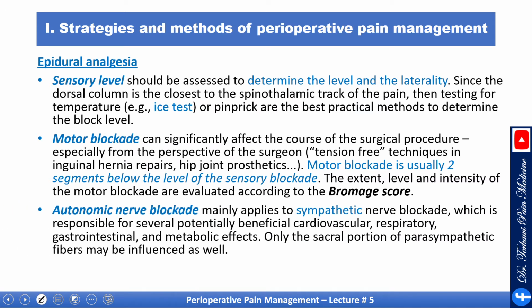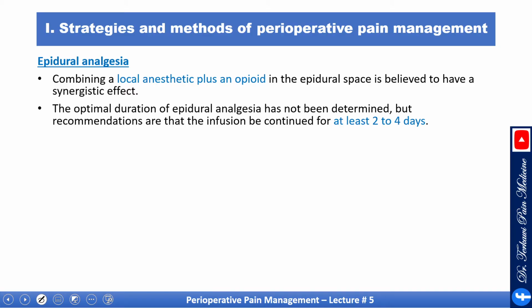Finally, autonomic nerve blockade mainly applies to sympathetic nerve blockade, which is responsible for several potential benefits: cardiovascular, respiratory, GI, and metabolic. Only the sacral portion of the parasympathetic fiber may be influenced as well. The combination of local anesthetic plus opioid is believed to have a synergistic effect. The optimal duration of epidural analgesia has not been determined, but recommendations are that the infusion be continued for at least 2 to 4 days.